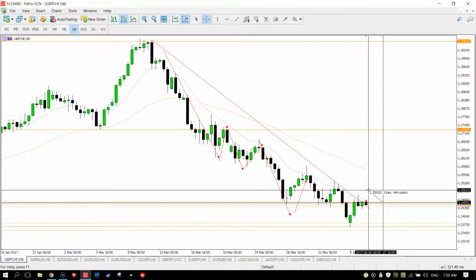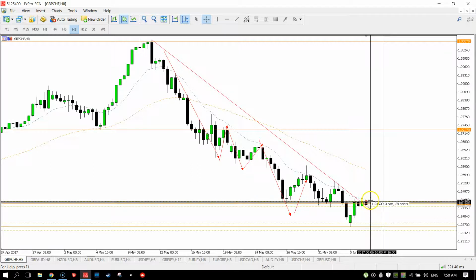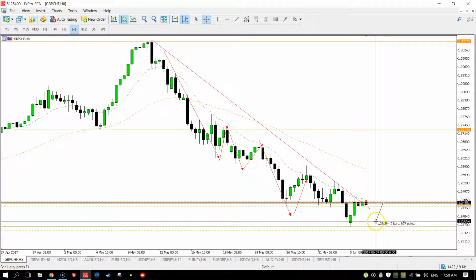So 1.5 times that is, what is that? 23. 23 plus 46 is 69. So let's say 70. So 70 target from there would be here. Alright, just in front of the support and resistance area, and that is okay. Alright, so that now for me the trade makes sense.